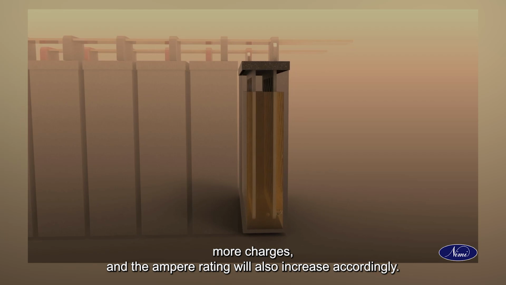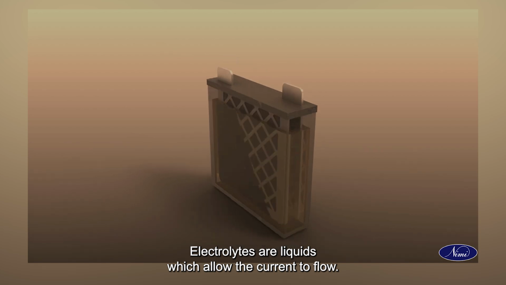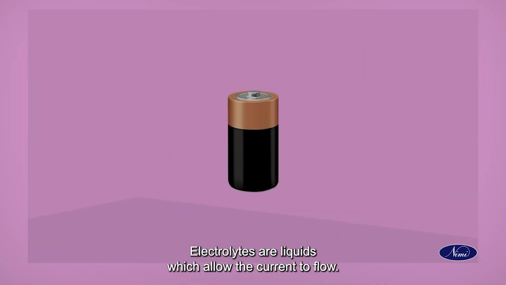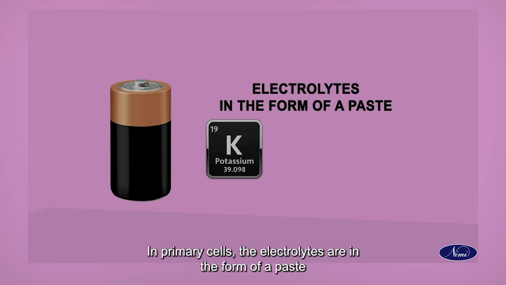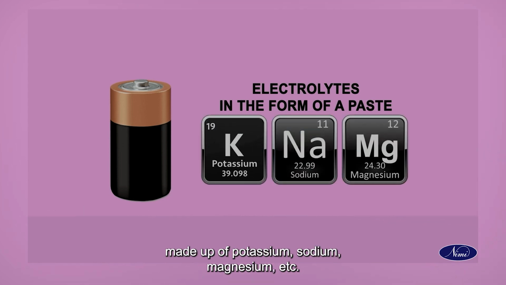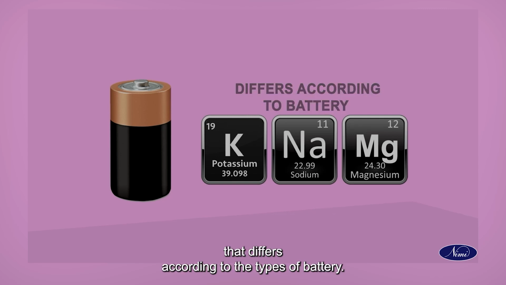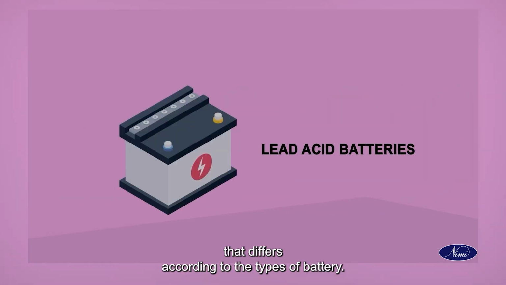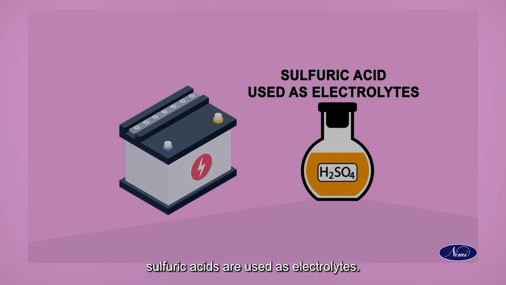These two electrodes are immersed in a liquid called electrolyte. Electrolytes are liquids which allow the current to flow. In primary cells, the electrolytes are in the form of a paste made up of potassium, sodium, magnesium, etc. that differs according to the types of battery. In secondary cells or lead-acid batteries, sulfuric acid is used as the electrolyte.